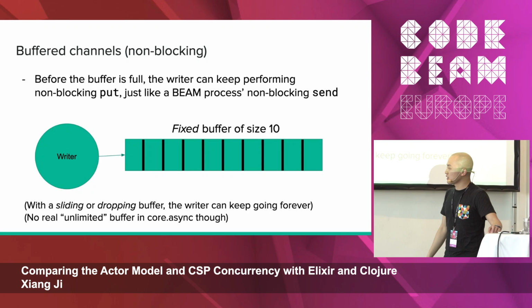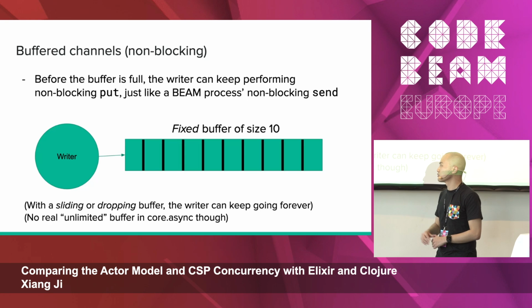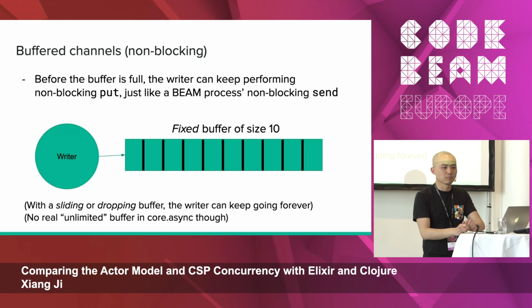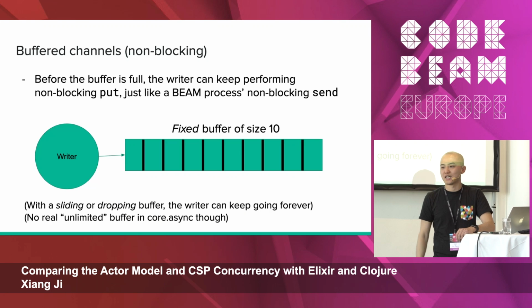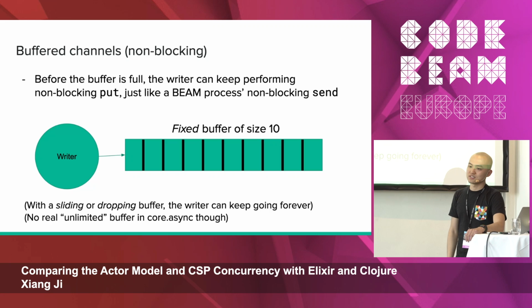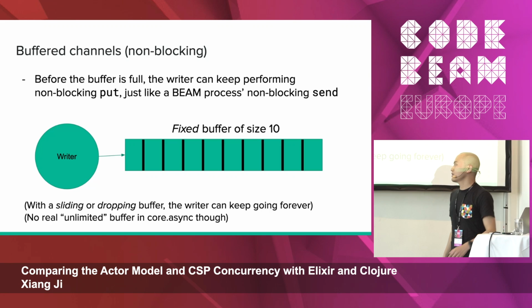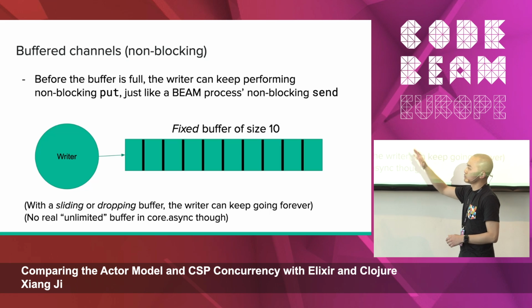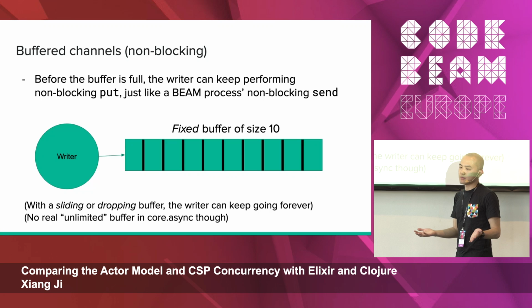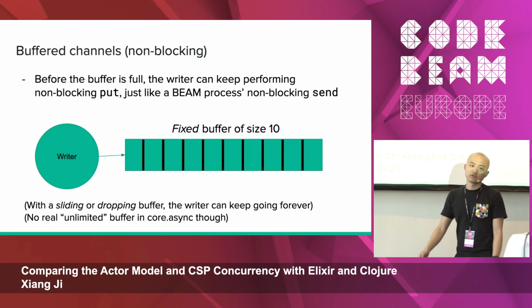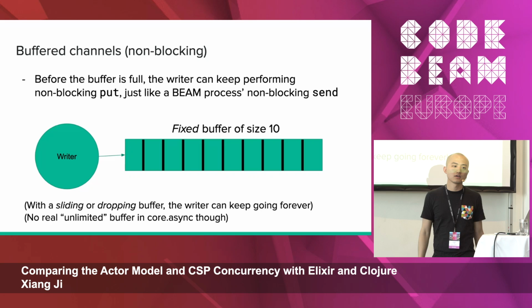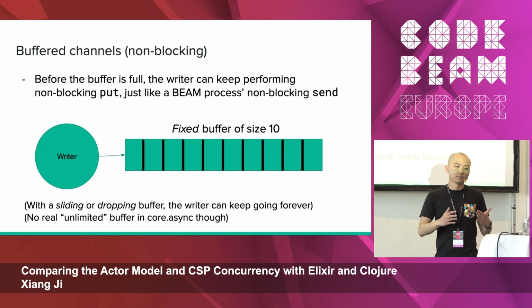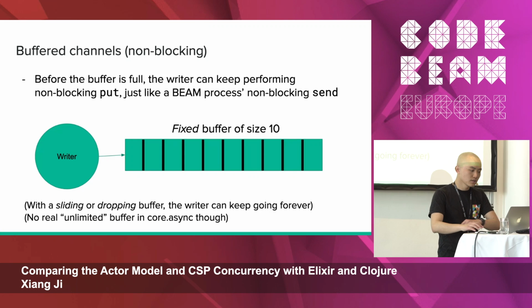But Rich Hickey explicitly mentioned we shouldn't have unlimited buffers in core async. He actually rejected many proposals, many merge requests trying to add this already. It's just not what he likes. You can have a sliding or dropping buffer, which, for example, if you reach 10, it will just drop the first messages or the latest messages. Then you can put messages into the channel forever. It still doesn't equate to the unlimited mailbox we saw with the actor model on the BEAM. It's different.